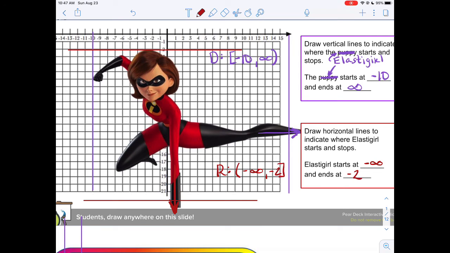All right, so now in the next video, we'll actually apply this to some real graphs instead of pictures.